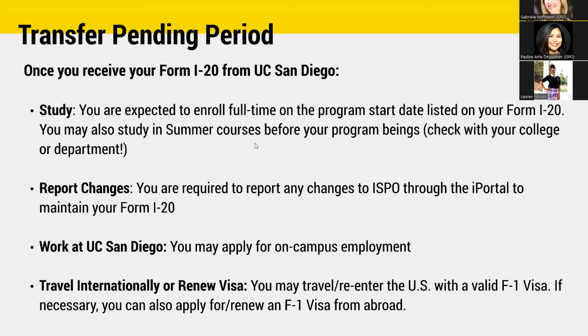However, during the summer, you can take summer classes before your program begins. You should probably check with your college or your department if you are eligible to study. But if you'd like to take some classes ahead of time, you are eligible to do so during this transfer pending period. You are also required and able to report changes to your SEVIS record. This includes your address, legal name, contact information such as phone number and email. Perhaps you're changing majors and program dates and so forth. You're able to do this within your transfer pending period, but not before.